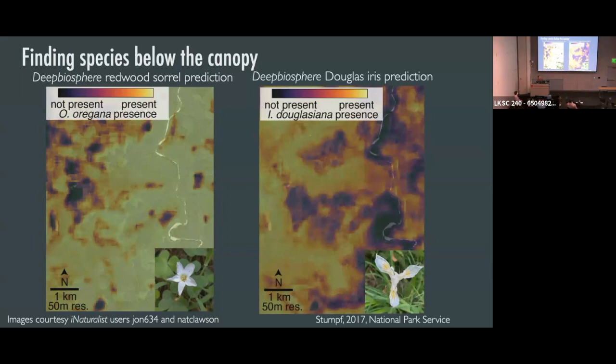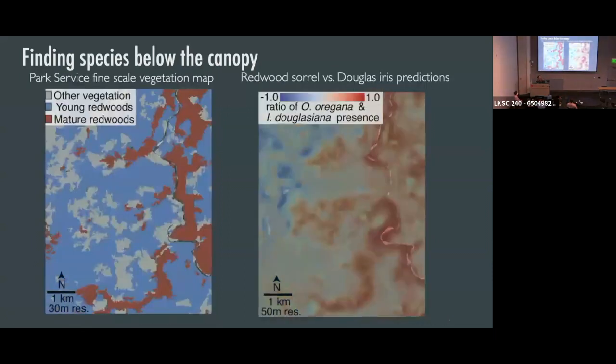And in fact, if we take these two predictions from these two separate understory species, and we take the difference of those predictions, we do indeed see that Oxalis oregana, redwood sorrel, is predicted more likely to be present compared to Douglas iris in places that are associated with the old growth redwoods, or pixels specifically, and vice versa for Douglas iris, which is really great and shows that the model, even if it's not able to directly detect the species, is also learning species interactions as well.